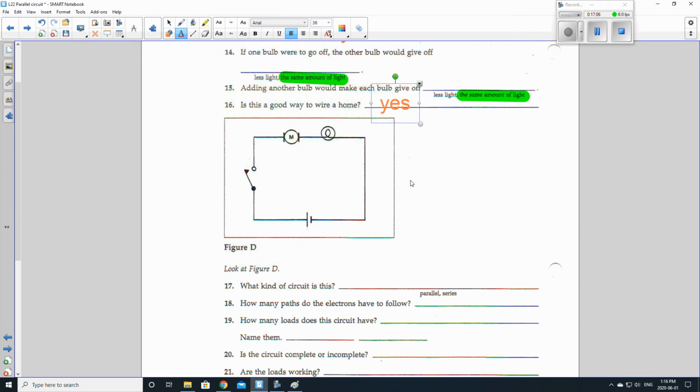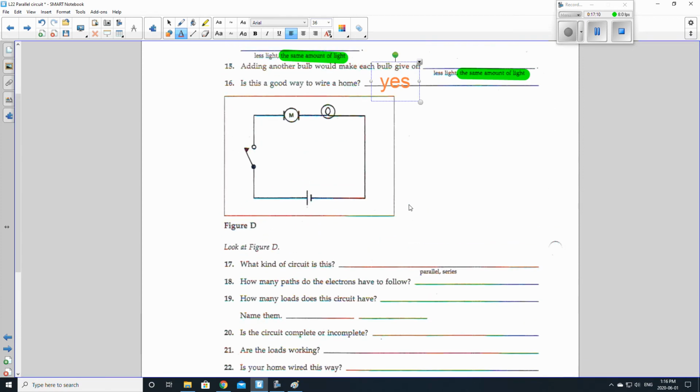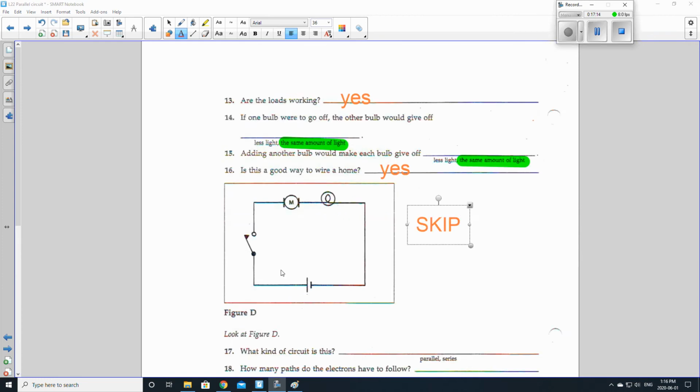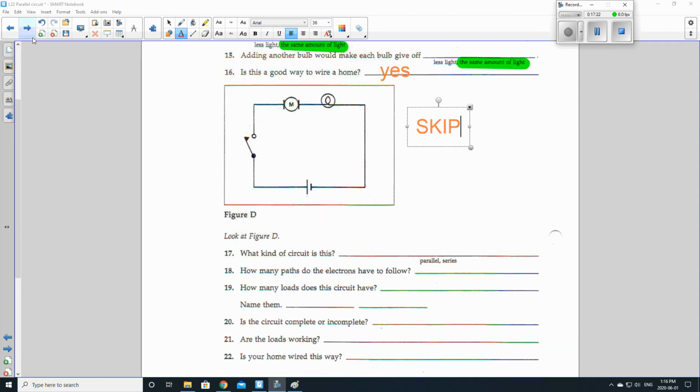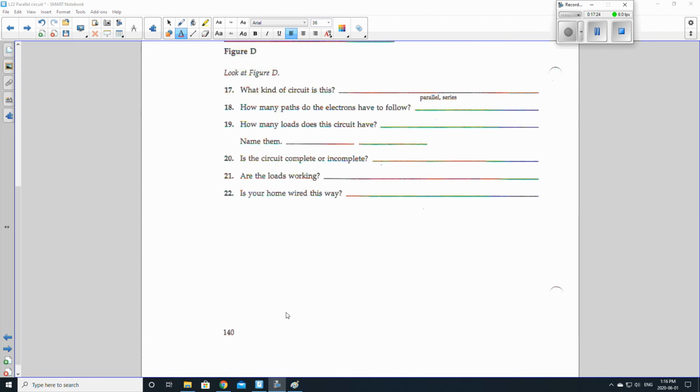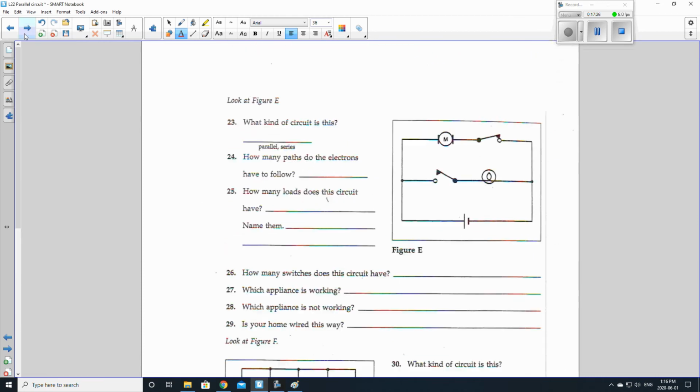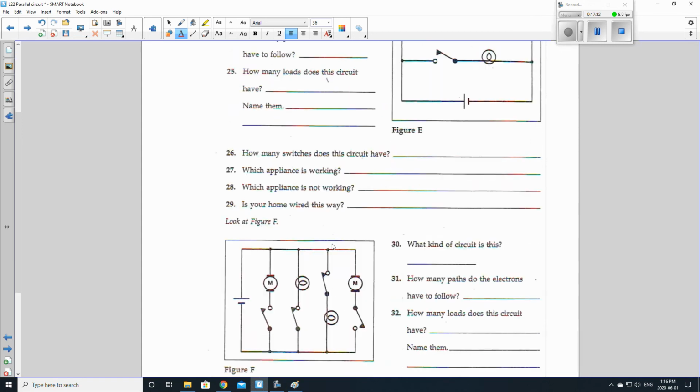Okay, now they're using circuit diagrams instead. Let me just think. Okay, so I'm not going to go into this because this is the same thing except with circuit diagrams, so we're not going to go into that. I think I'm actually going to skip this part here. Okay, so skip the bottom part of page 140, and you can also skip this part as well.